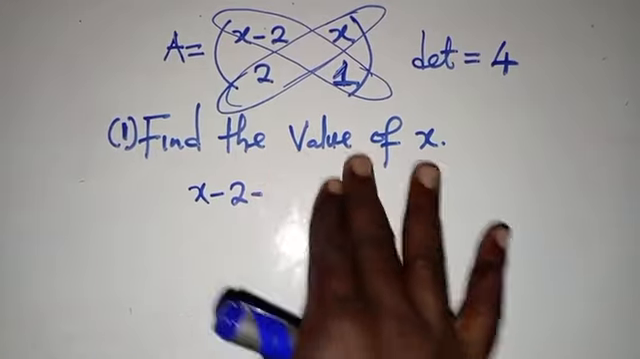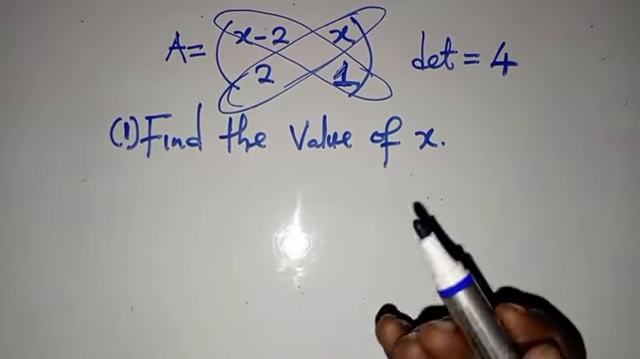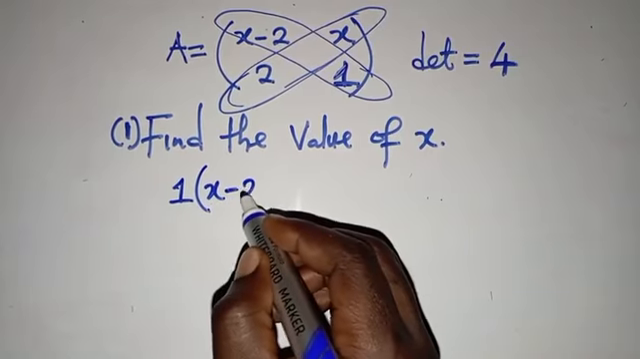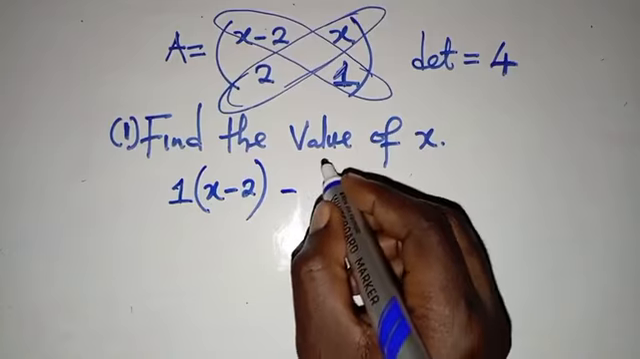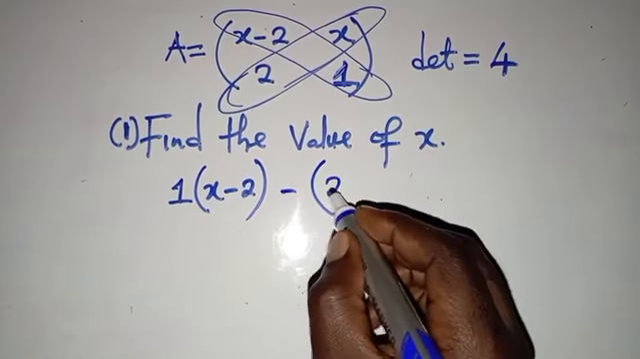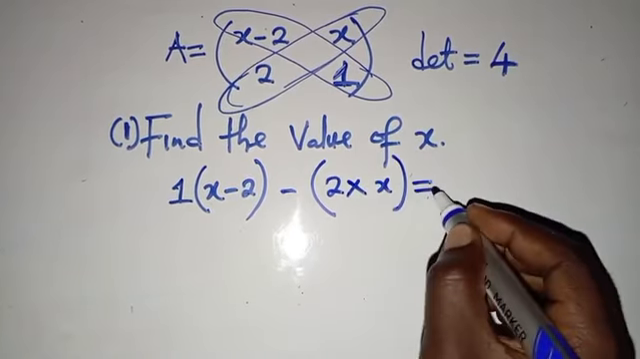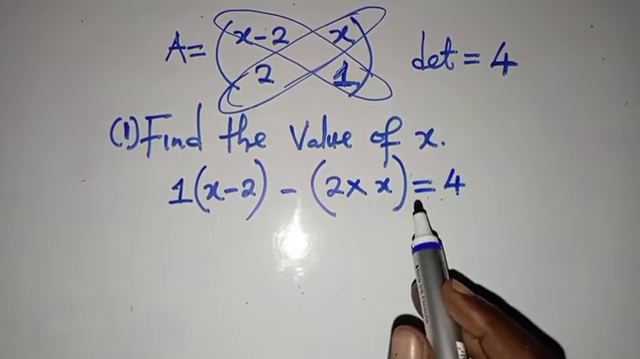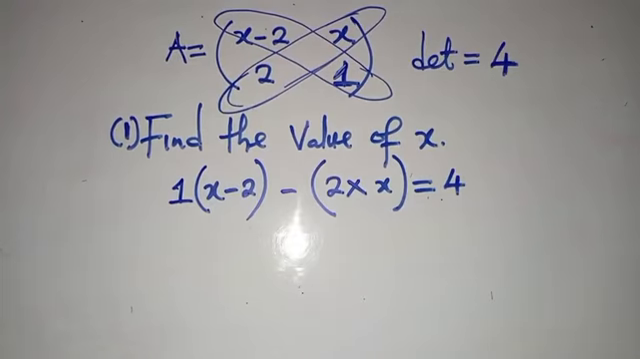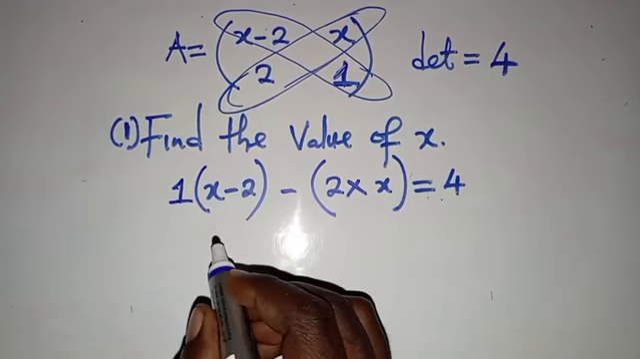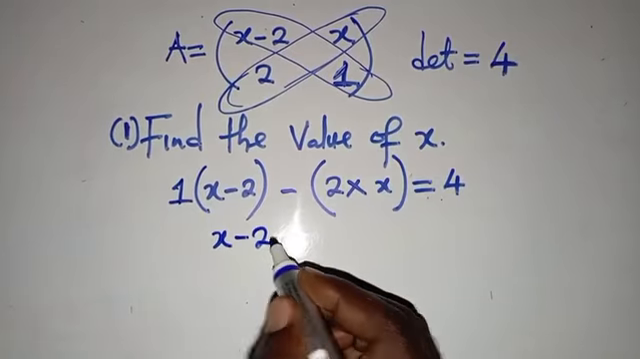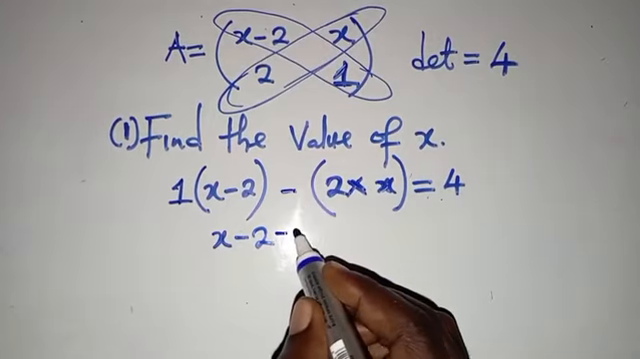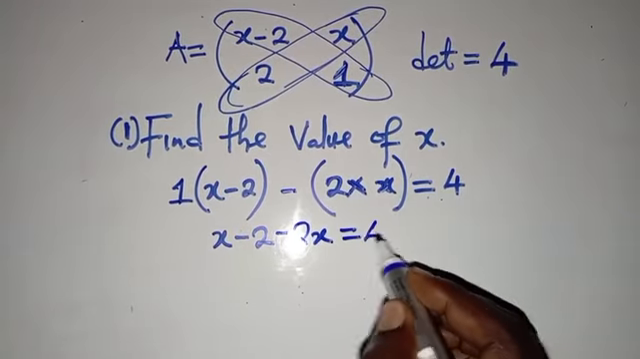But if someone is confused, I know our understanding differs. So you get 1, multiply it with everything there, x minus 2. Then you say minus, you multiply with the minor diagonal, which is 2 times x. Then you equate to the determinant, which is 4. So 1 times x is x, 1 times 2 is 2, and 2 times x with the negative gives negative 2x, which is equal to 4.